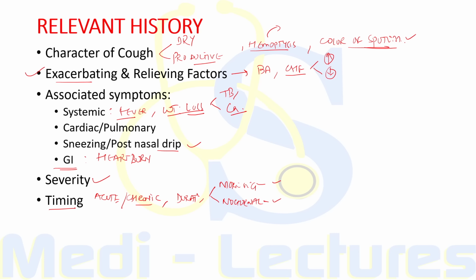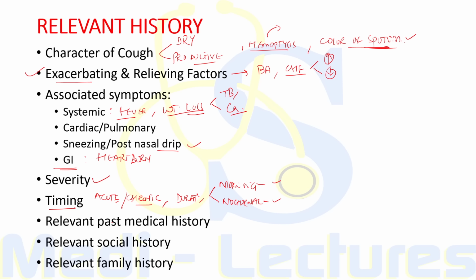tropical pulmonary eosinophilia. Then we have to ask for the relevant past medical history, whether the patient is already a diagnosed case of asthma, atopy, whether the patient is having any drug allergy, whether the patient is having exposure to TB or other infections or not.